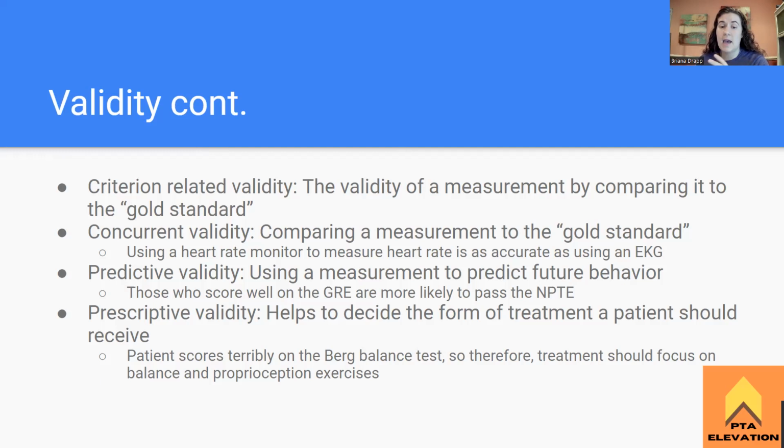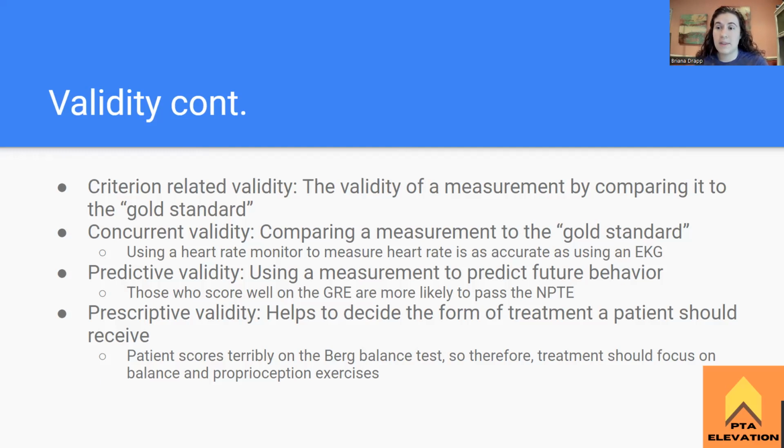Prescriptive validity is how we would use a test to help predict what kind of treatment the patient should have. Prescriptive, as in a prescription: what exercises would we prescribe this patient based on the results of their tests? So for example, as I was saying before, with these balance tests, the Berg balance test, let's say a patient does so badly on it that we realize we need to focus on balance and proprioceptive exercises to help increase the score, because a bad score on that test would put them more at risk for a fall.